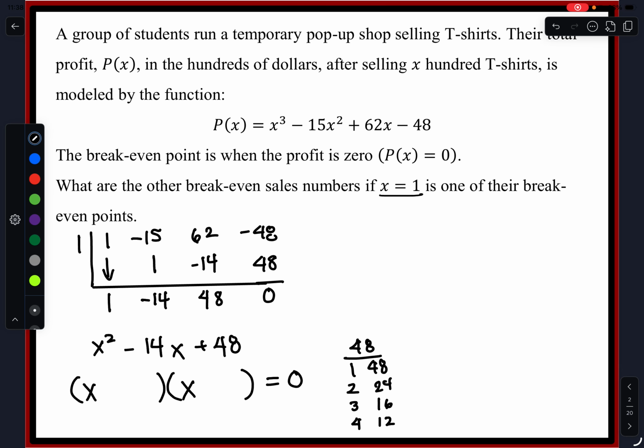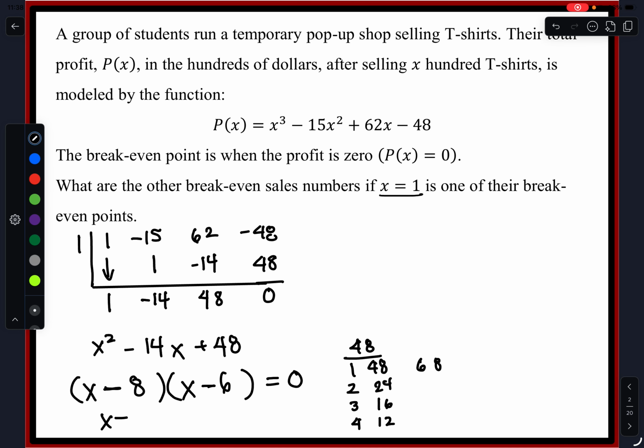Oh, I forgot the signs. This is going to be negative, negative, and it's going to be negative as well. So those don't work. Let's continue. 6 and 8, that's going to be the one that works. They multiply to give us a total of positive 48, and they add up to give us the value of negative 14.